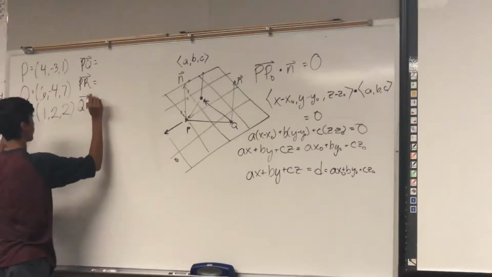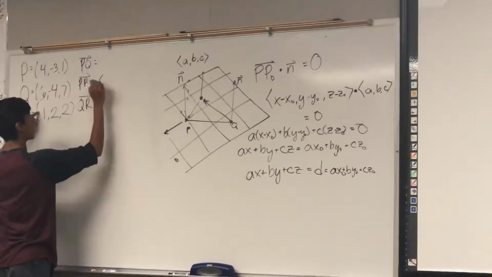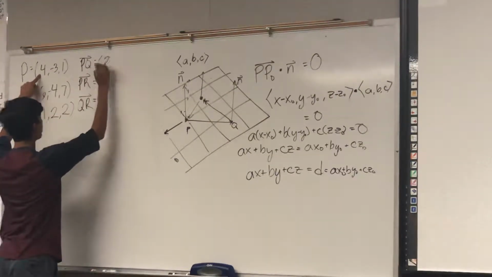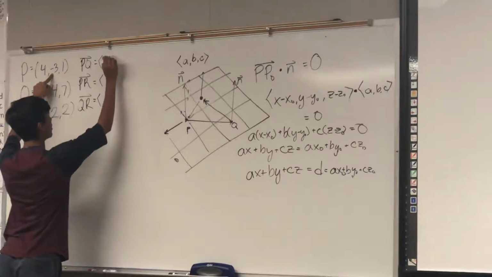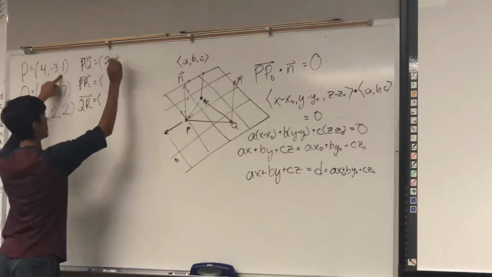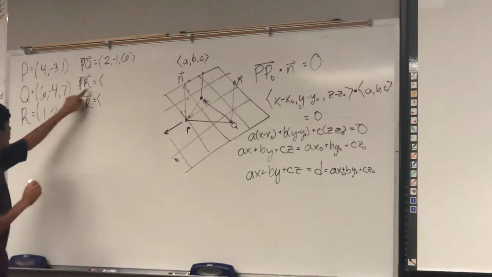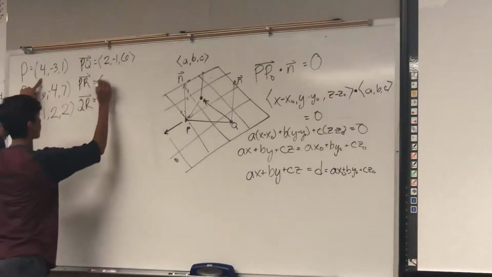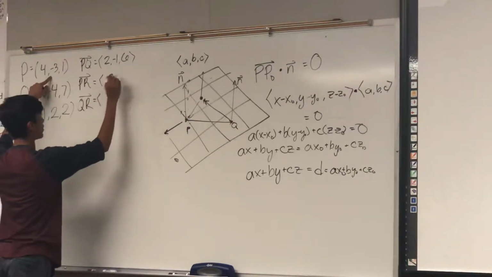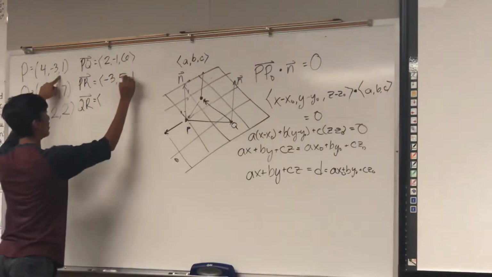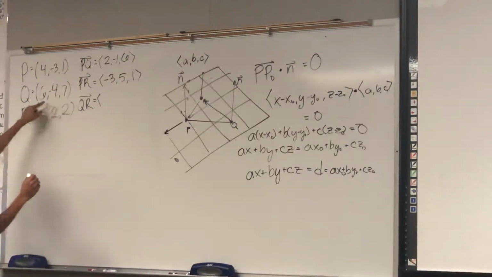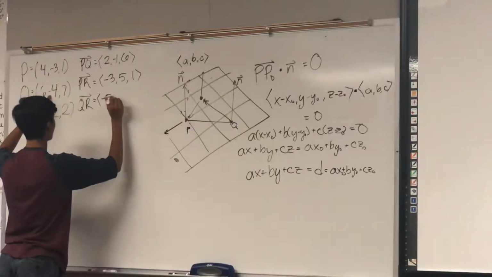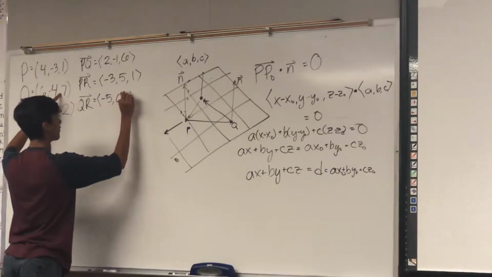And the vectors would just be the differences in the coordinates. So for PQ, 6 minus 4 is 2. Negative 4 minus 3 is negative 1. 7 minus 1 is 6. For PR, 1 minus 4 is negative 3. 2 minus negative 3 is 5. 2 minus 1 is 1. QR, last one. 1 minus 6 is negative 5. 2 minus negative 4 is 6. 2 minus 7 is negative 5.